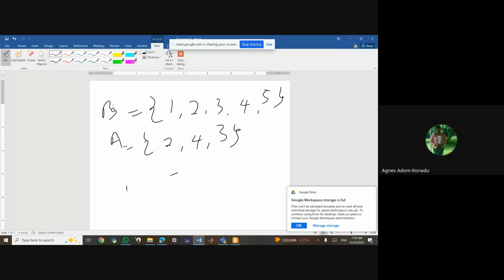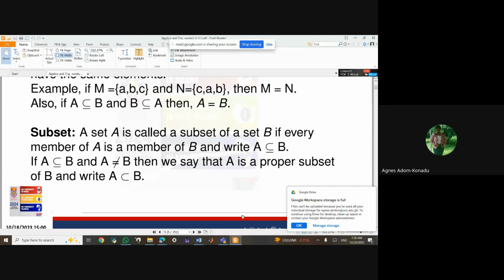Then I'll say that A is a subset of B. A is a subset of B. It's the same thing. The most important thing is for you to understand it. So if A is a subset of B and A is not equal to B, then we say that A is a proper subset of B, and we write it as that.